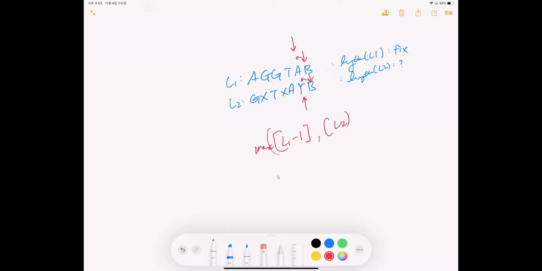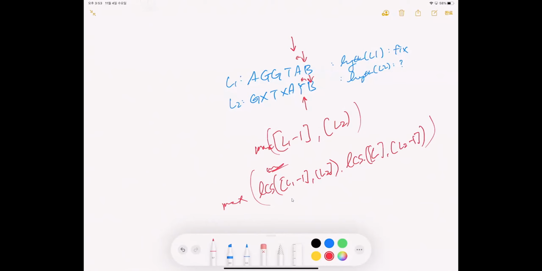Max. And you do L1 minus 1, L2, then you do LCS, then LCS of L1 and L2 minus 1. Is it what you're saying? Then max of it. Yes, that's right.